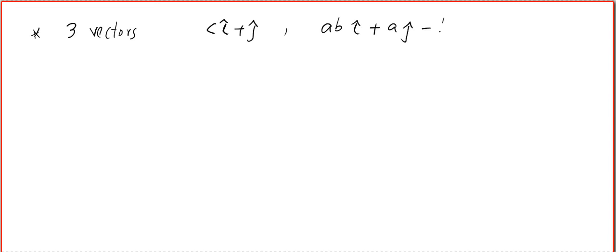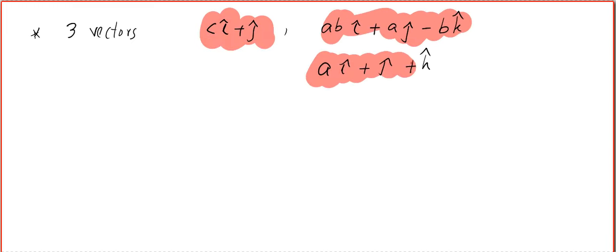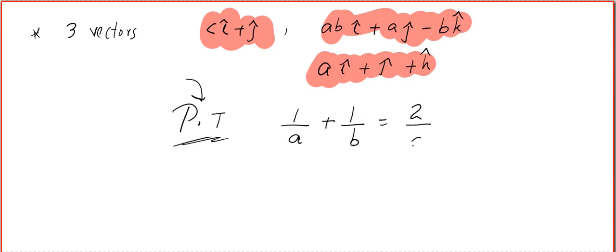Now another question. Please write. If the three vectors ci plus j, abi plus aj minus bk, ai plus j plus k are coplanar. So they are telling you these three vectors which you see right in front of you are coplanar. And they are asking you, prove that, I'll write PT in abbreviated form, prove that 1 by A plus 1 by B is equal to 2 divided by C.